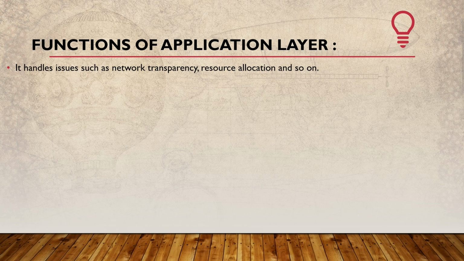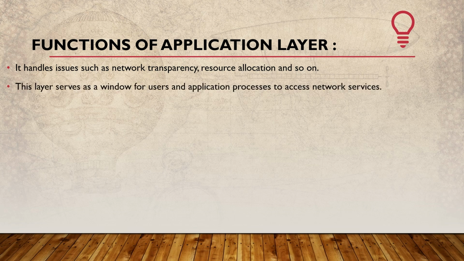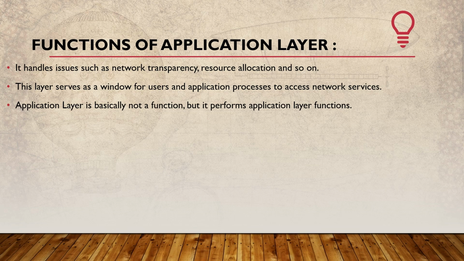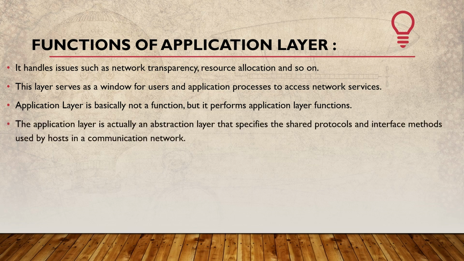It handles issues such as network transparency, resource allocation, and so on. This layer serves as a window for the user and application process to access network services. The application layer is basically not a function, but it performs application layer functions. The application layer is actually an abstraction layer that specifies the shared protocols and interface methods used by the hosts in the communication network.